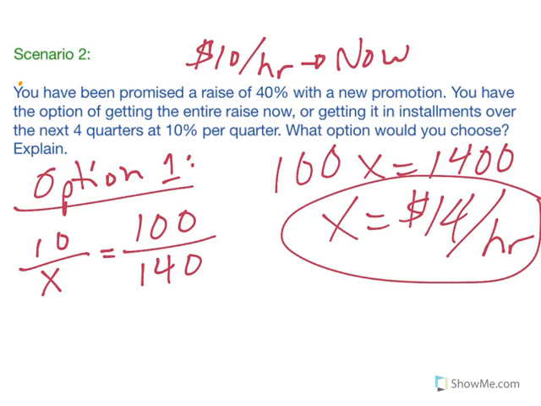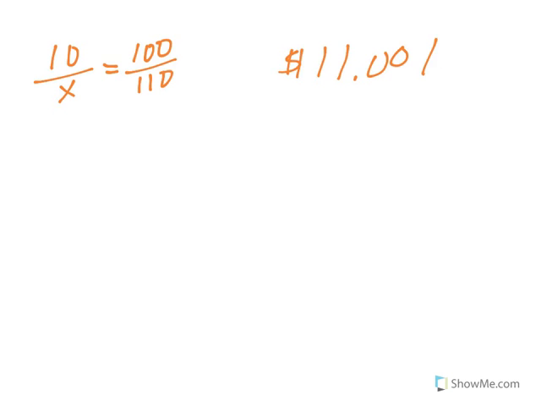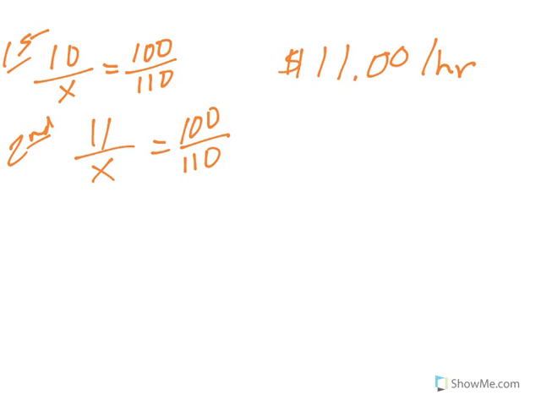So now let's go to the next option. Option 2 says you're going to get it over 4 quarters. So the first quarter, I'm making $10 an hour, and I'm going to get a 10% increase. So when you figure that out, you are now making $11 an hour. All right, that's the first 3 months. Then the second quarter, we're at $11 now, and I get a 10% increase. So now I'm earning $12.10 an hour for the next three months.